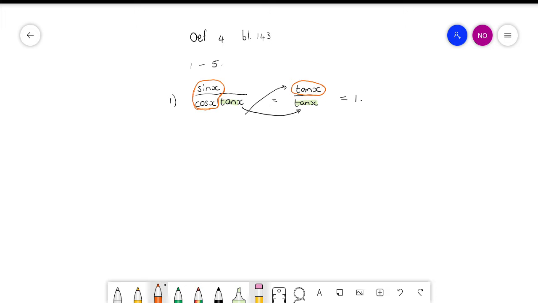4 and 5 gave them some headaches. So I'm going to rush through 2 and 3 and then pay some attention to 4 and 5.